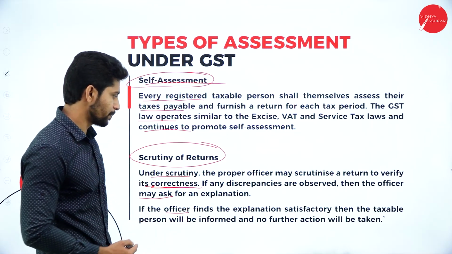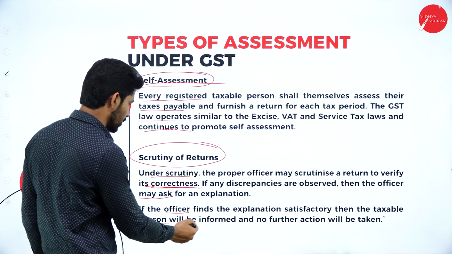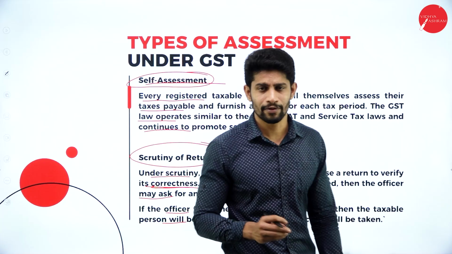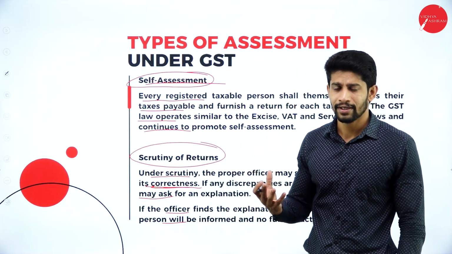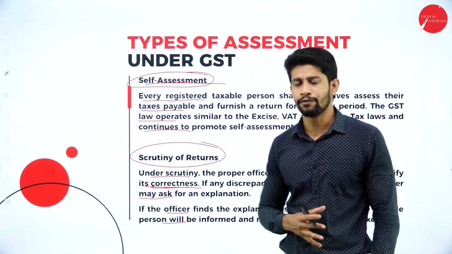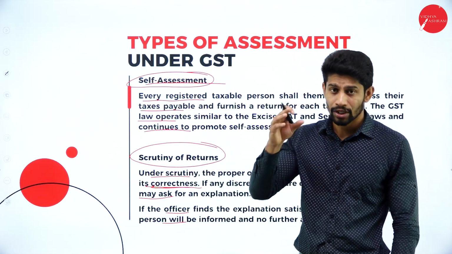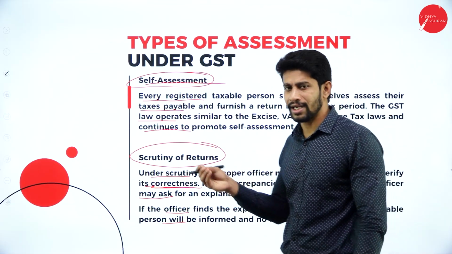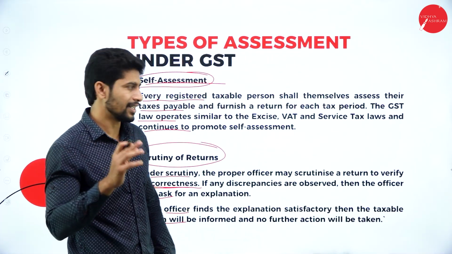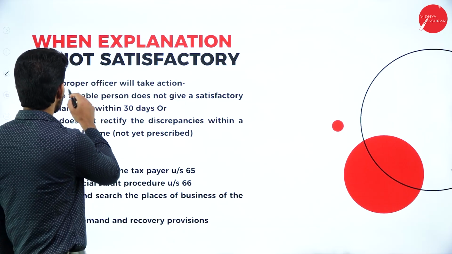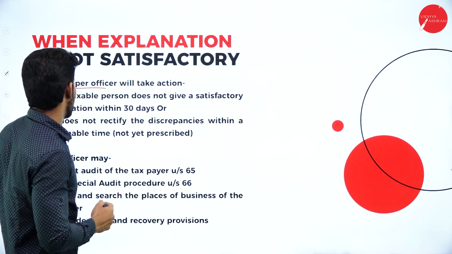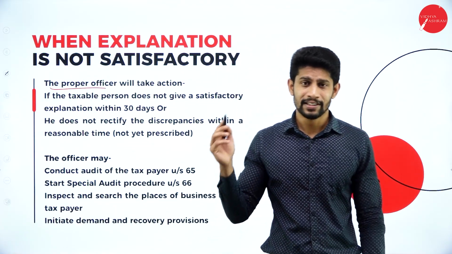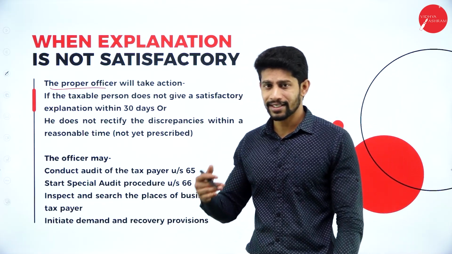If the officer finds the explanation satisfactory, then the taxable person will be informed and no further action will be taken. So the GST officer will be asking for an explanation about the GST return filed. If the officer is satisfied with the explanation given by the business entity, no further action will be taken and the GST return will be accepted. If the explanation is satisfactory, the officer will not take any further action. He'll just accept the return.